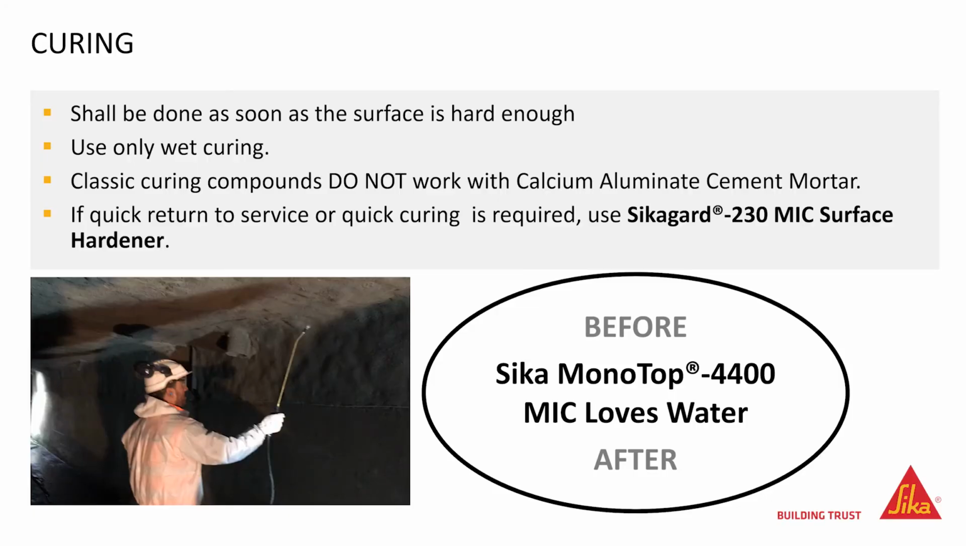The curing shall be done as soon as the surface is hard enough. Use only wet curing. Classic curing compounds do not work with calcium aluminate cement mortar. If a quick return to service or quick curing is required, use SikaGuard 230 MIC surface hardener. The photo shows the application of the surface hardener using a low spray pressure gun, a garden type spray equipment.